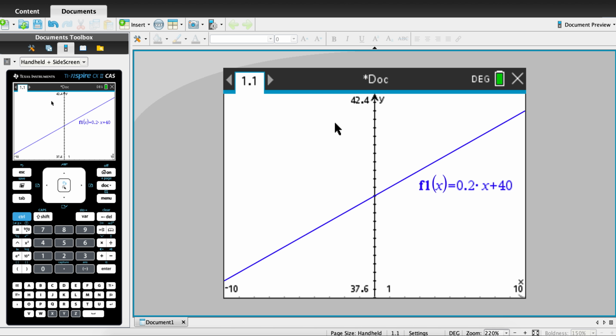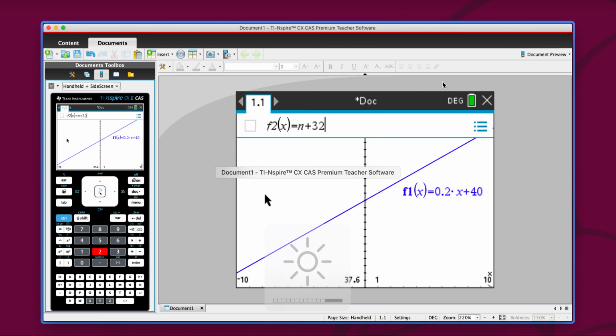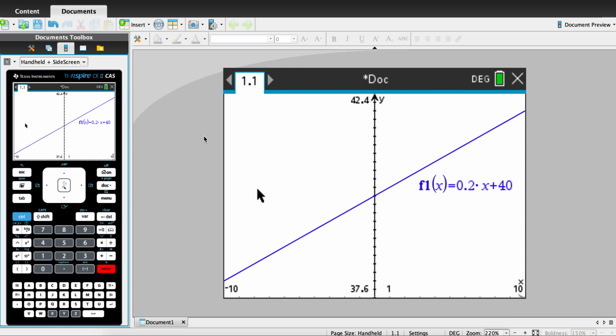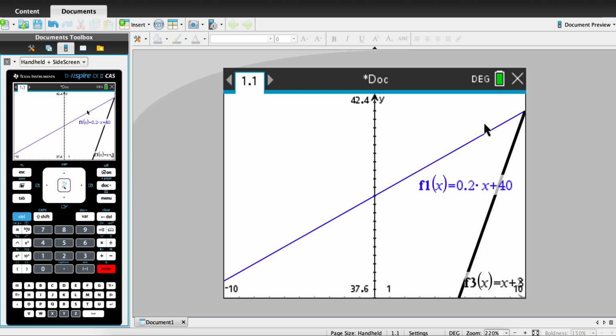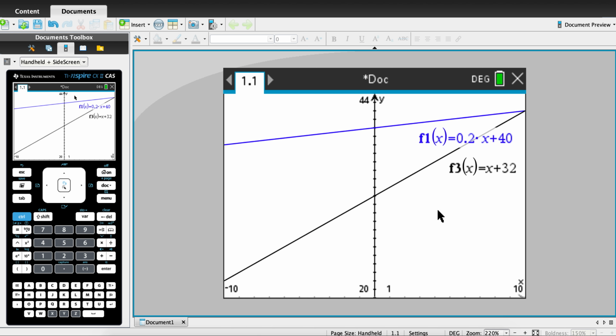The other one, I need to put the second one in, so I'll press tab and we'll see F2 comes up. So the next one was n plus 32, I think. I'll just double check. Yep, n plus 32. So we'll press enter. Oops, try that again. I didn't want n, I wanted x, that's why it didn't work. X plus 32, press enter, and as we can see, the y-intercept is much further down, that's why we can't see this one very well. We also can't see very well where they are crossing, so I'll just go back to my zoom fit, and that's a little bit better there.